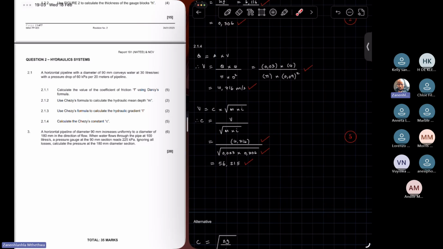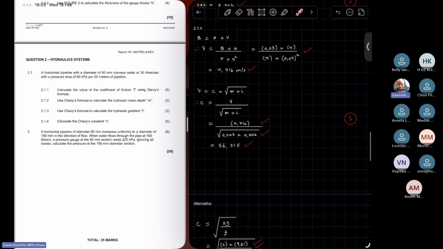And then took that velocity and substituted it in this formula. At this point, you will have V, you've calculated M, and you have the hydraulic gradient. So you can calculate C by making C the subject of this formula. Making C the subject, this is what we get. And then we substitute, and we get 56,215. All right, and then C is dimensionless as well.